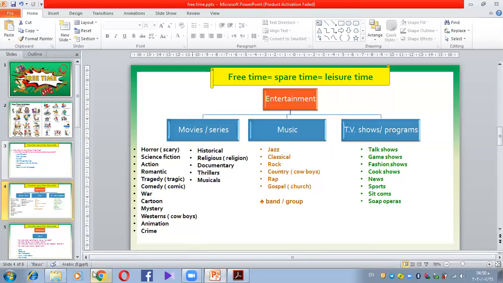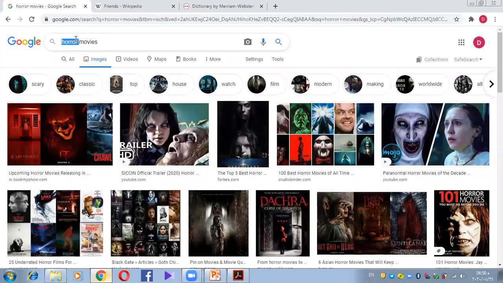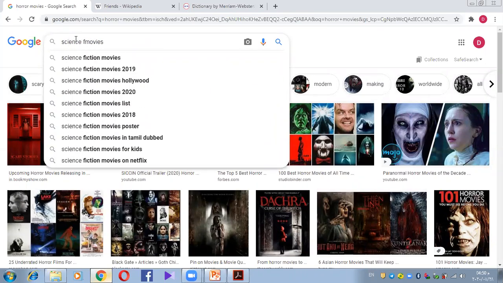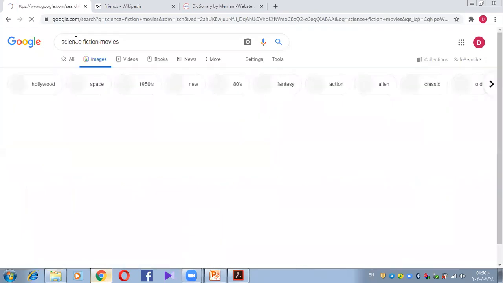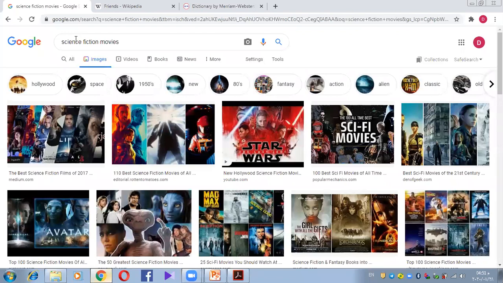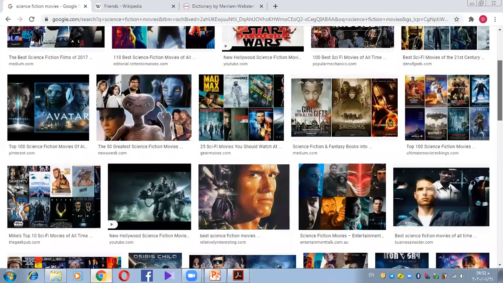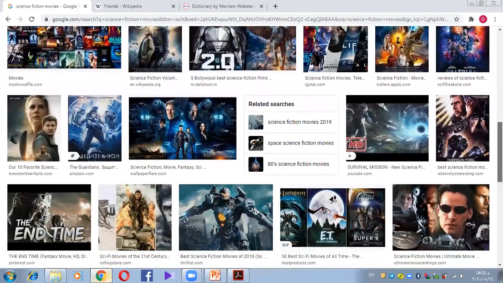Number two, science fiction. What is meant by science fiction movies? These are science fiction movies. So you have to think while I give you these examples. Do you like horror movies, guys? Do you like science fiction movies? Science fiction movies like Avatar, for example. Okay, you can say this. Matrix, if you know this. So these are science fiction movies.